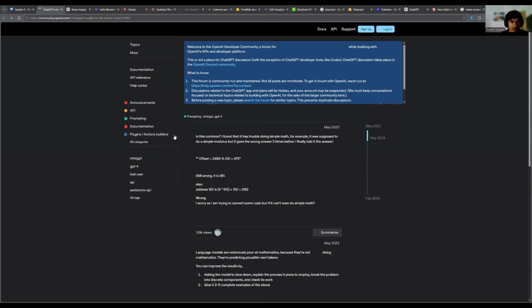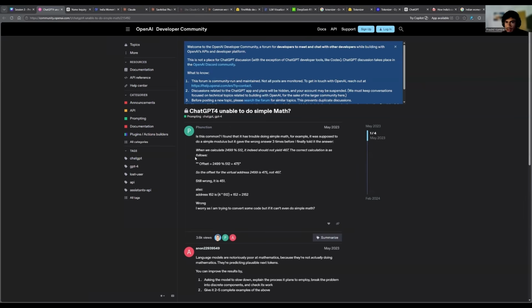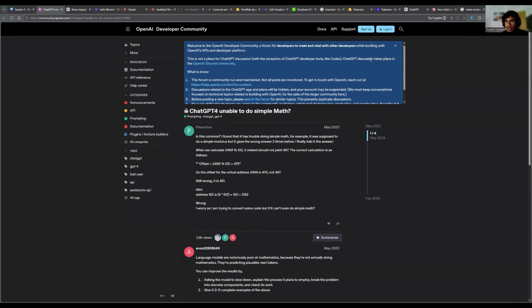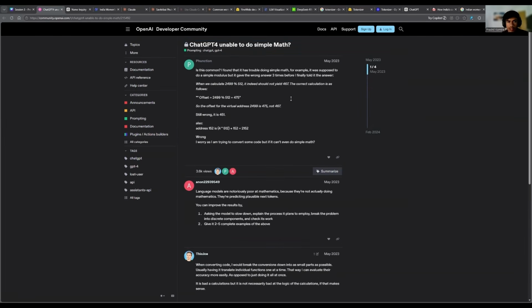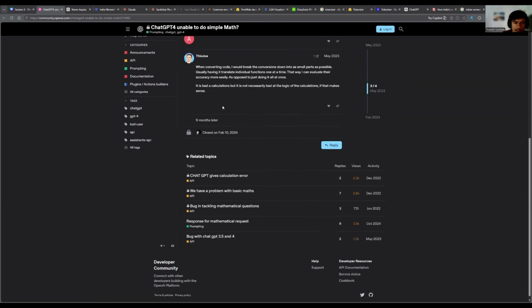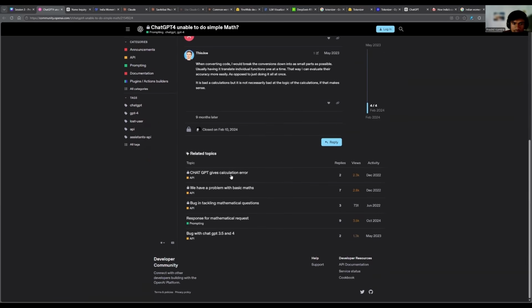And that's why it has so many problems while dealing with mathematics as such. So here there is this feedback to the developers of OpenAI, and there are many people who have a bunch of questions and problems here. Here, someone is saying that ChatGPT gives calculation error. We have a problem with basic maths.